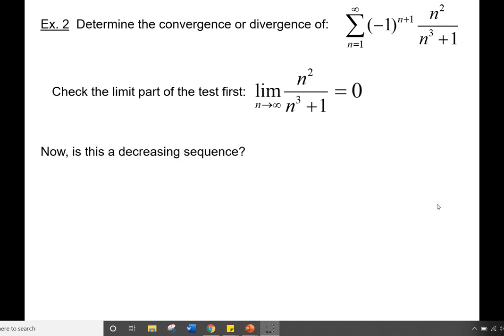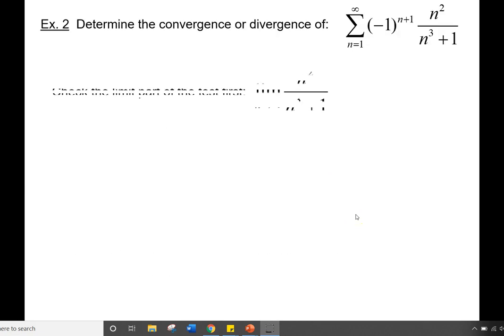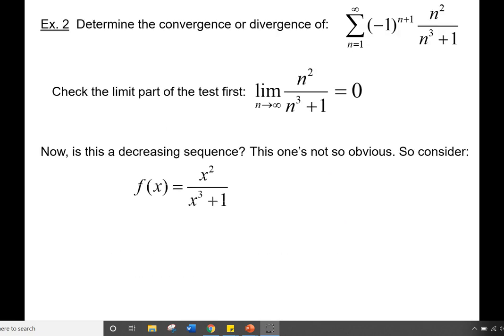Now the question is, is this a decreasing sequence? You notice that this numerator is not a constant like it was in the previous example. In the previous example, the numerator was a 1, right? We were able to compare these pretty easily because the numerators were constant, and all we had to deal with were the denominators. In this example, it's not quite so straightforward because we've got a numerator that has a variable in it.